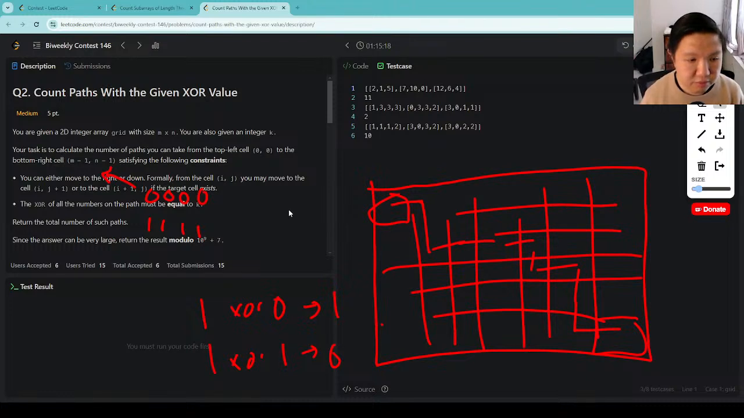Alright, let's see if this works. A real range. Real range. What is this real range?